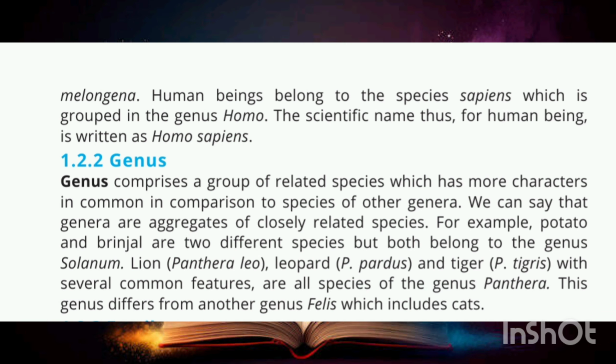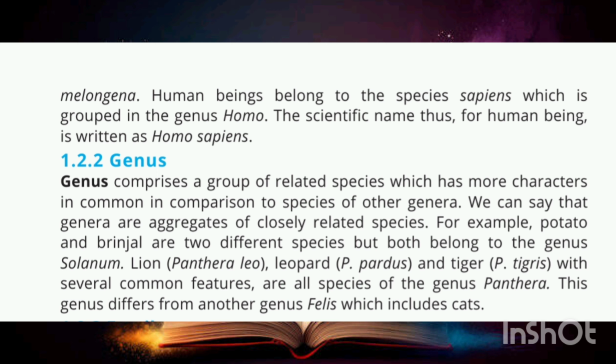Human beings belong to the species sapiens, which is grouped in the genus Homo. The scientific name thus, for human being, is written as Homo sapiens. Identification: Genus. Genus comprises a group of related species which has more characters in common in comparison to species of other genera. We can say that genera are aggregates of closely related species.